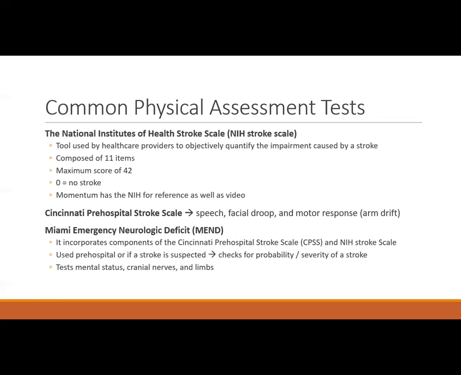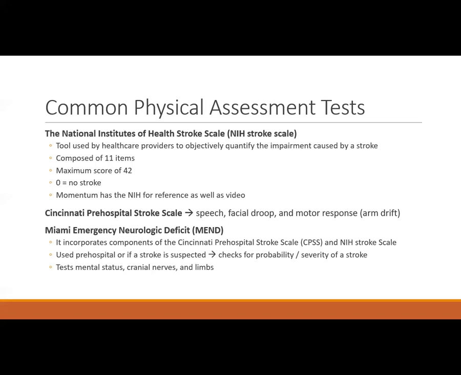So Momentum does have an NIH for reference, as well as a video that goes through it. If you're wanting to see it, my suggestion would be to watch those. With the NIH scale, and I'll pull it up when we're in class, it just shows all these different things that you have to do. It's like a neuro assessment, knowing everything that's going on.